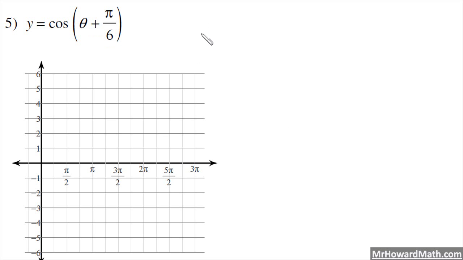Alright, so first step, we identify the major components: the period, the amplitude, the step, and the starting theta values. So the period for this one is no change. The b value is an implied 1, so it's 2 pi over b. In this case it's 2 pi over 1, so that means it's 2 pi. So the period, same as the parent, equals 2 pi. That means the step is the same as our parent function, so it would be pi over 2. So no change there.